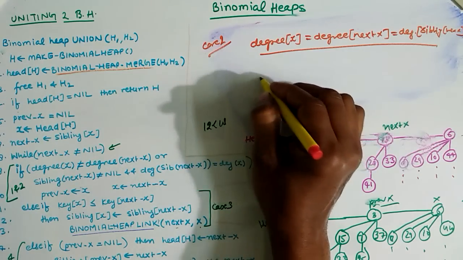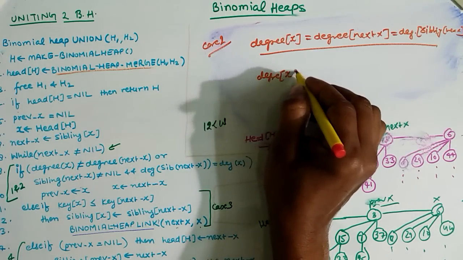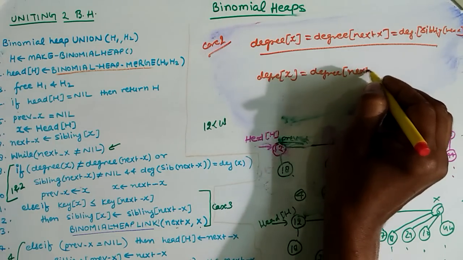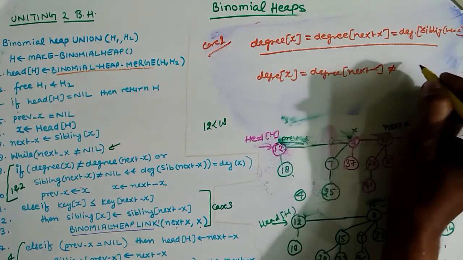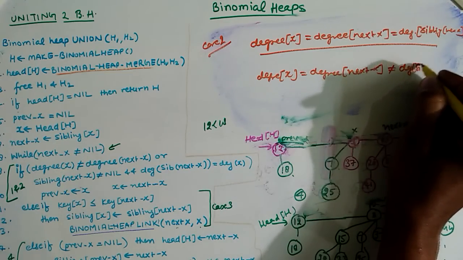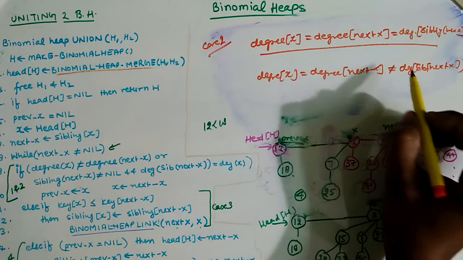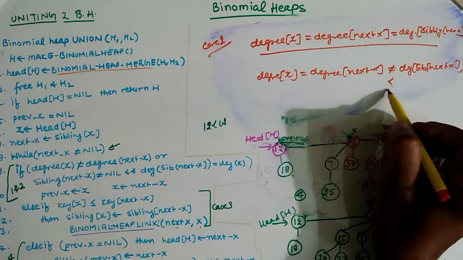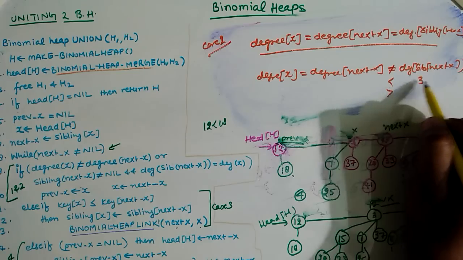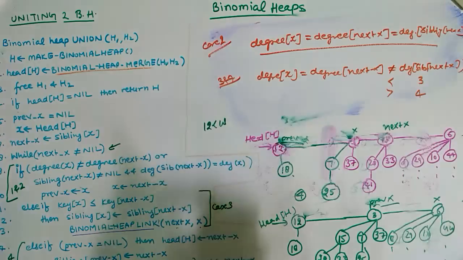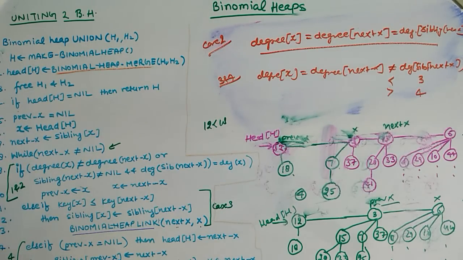Next is if we find the degree of x is equal to the degree of next of x and it is not equal to the degree of sibling of next of x. If it is not equal, maybe it is lesser or maybe it is greater. If it is lesser, then it is case 3. If it is greater, then it is case 4. So in this case, cases 3 and 4 will be applied. These are the main points to be considered when we do the binomial heap union procedure.